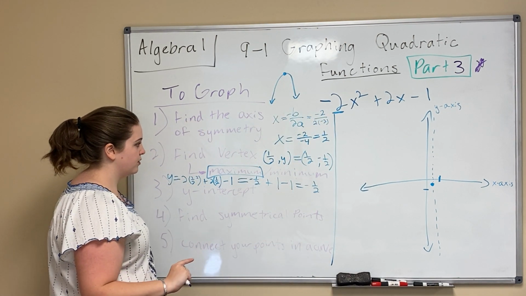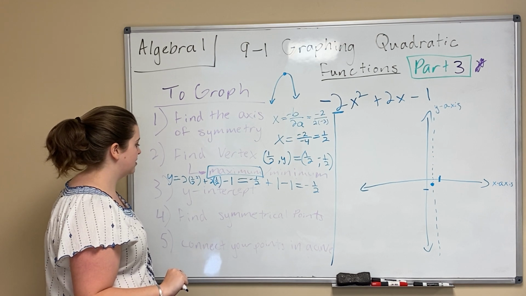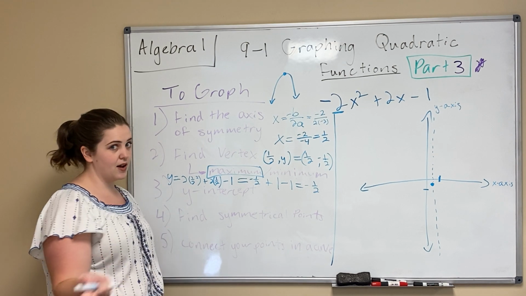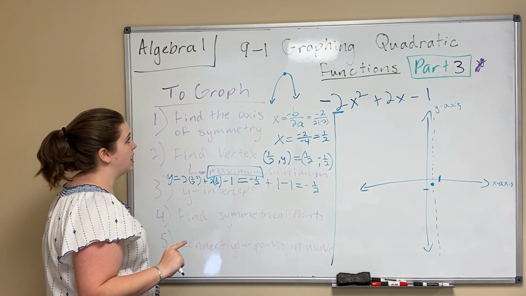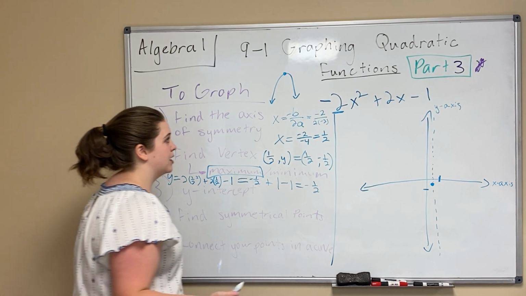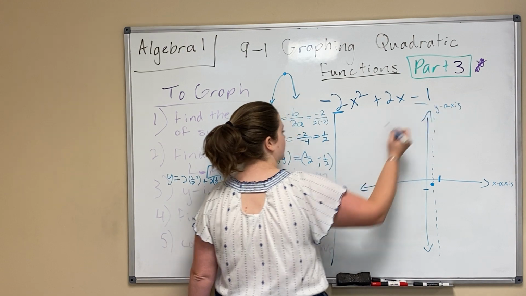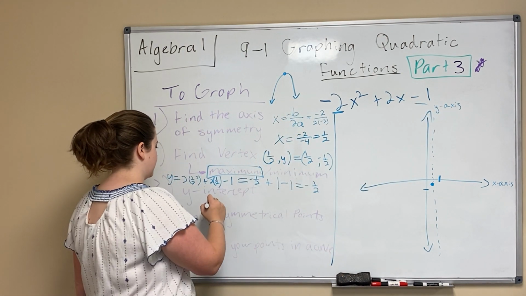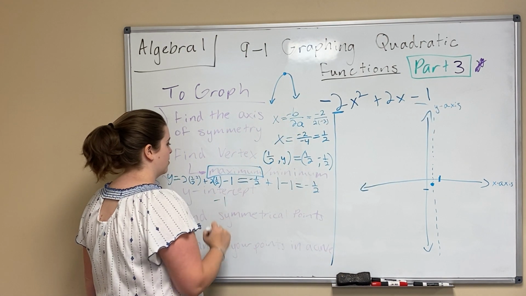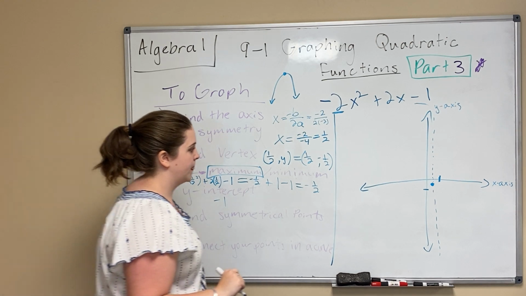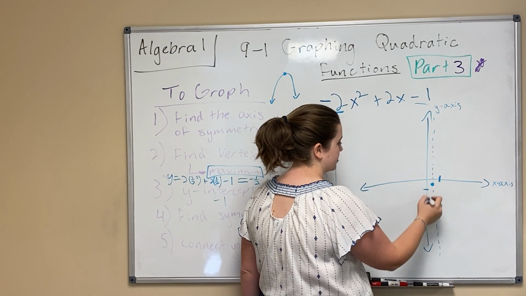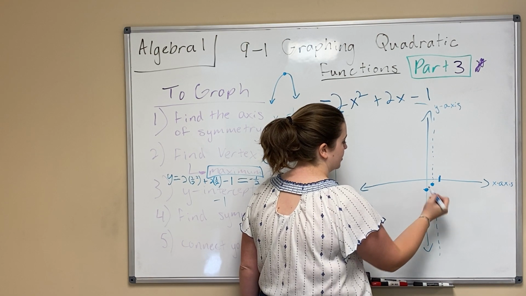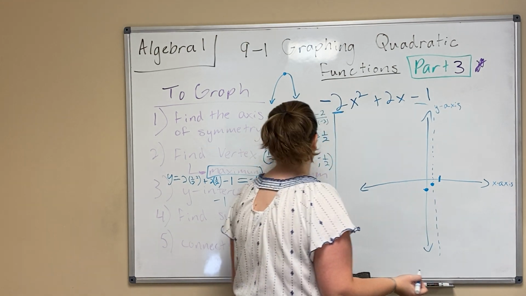Alright, one easy way to figure out the next point we should graph, without having to just plug in random numbers to guess, is by finding the y-intercept. Now our y-intercept, you remember, is just our c value. So our y-intercept here is negative 1. So I'm going to go to the y-axis at negative 1, and that's going to be my second point.